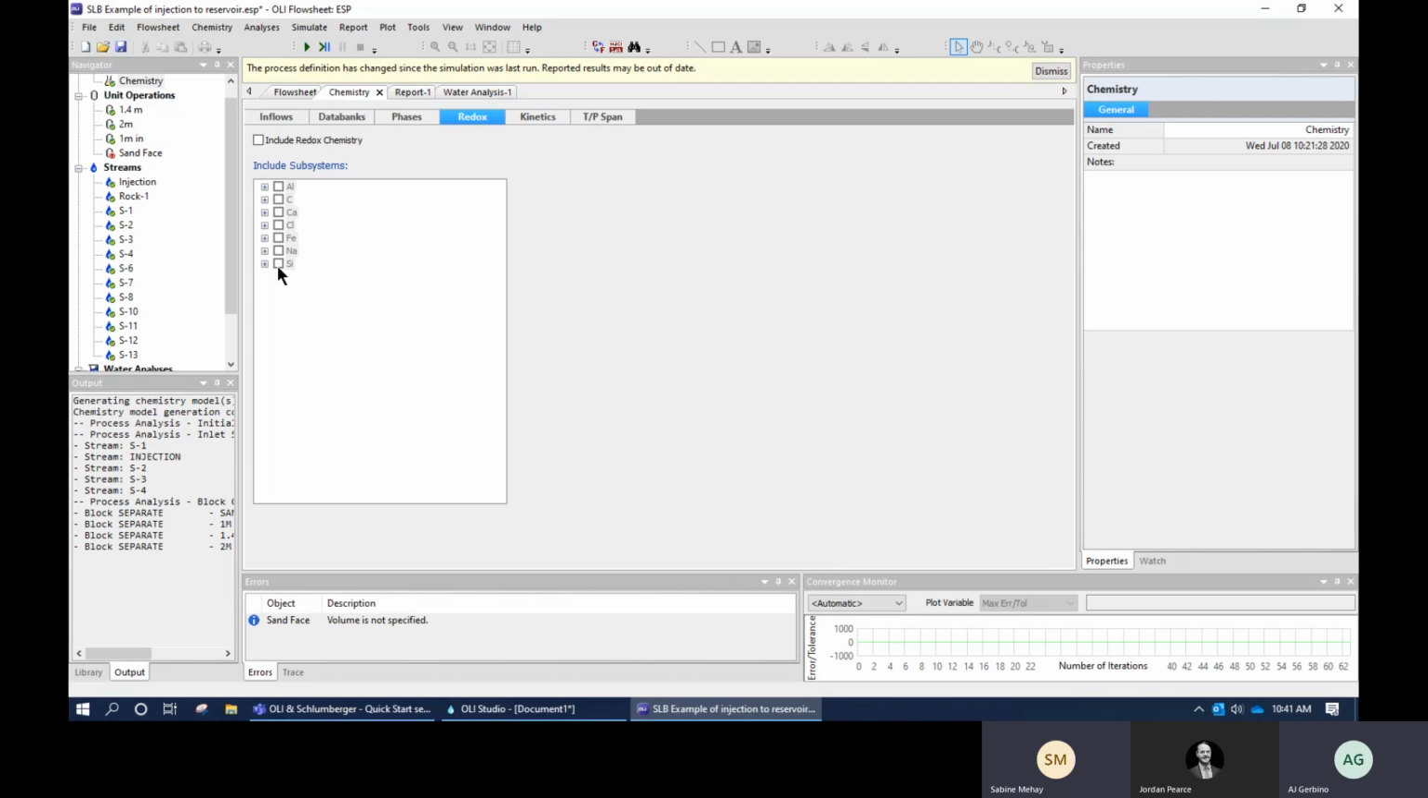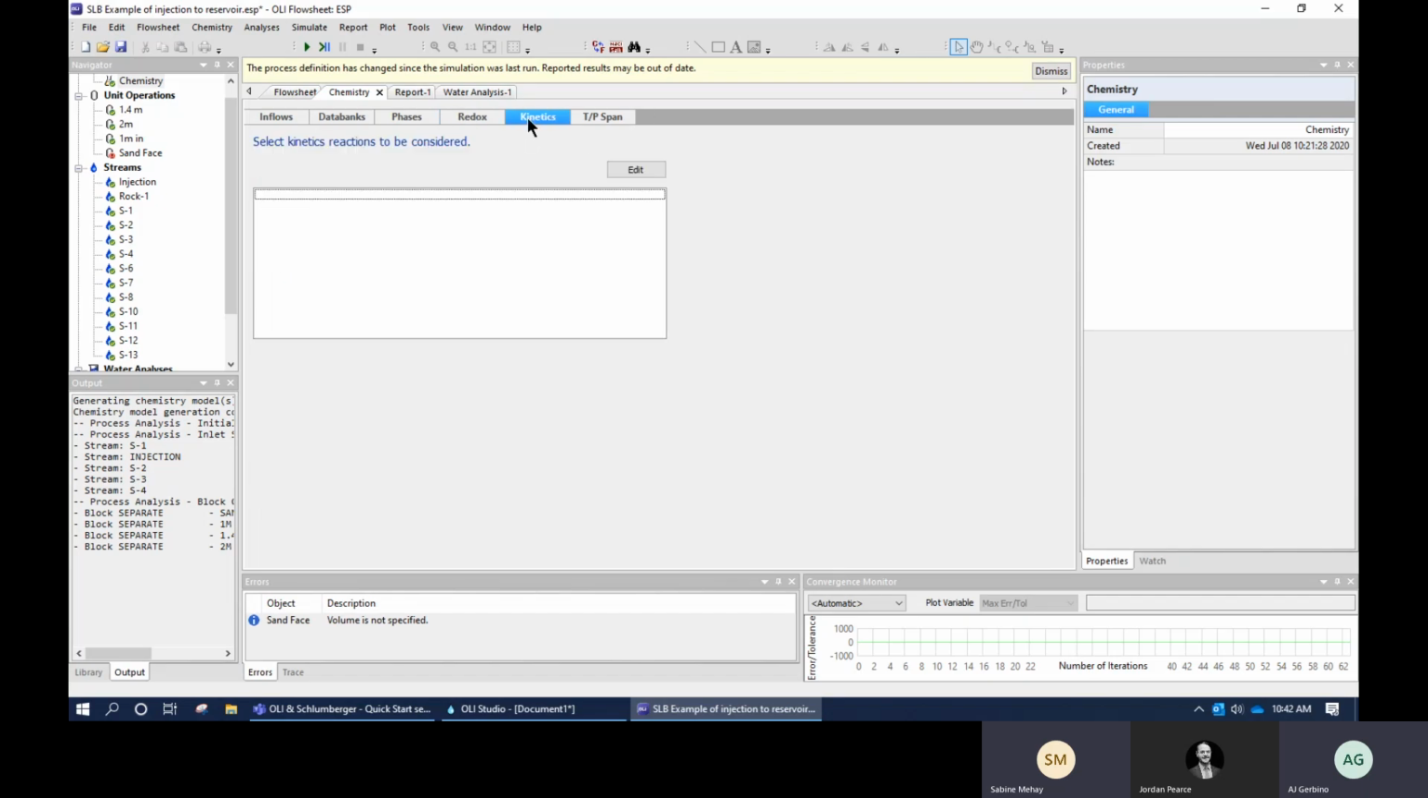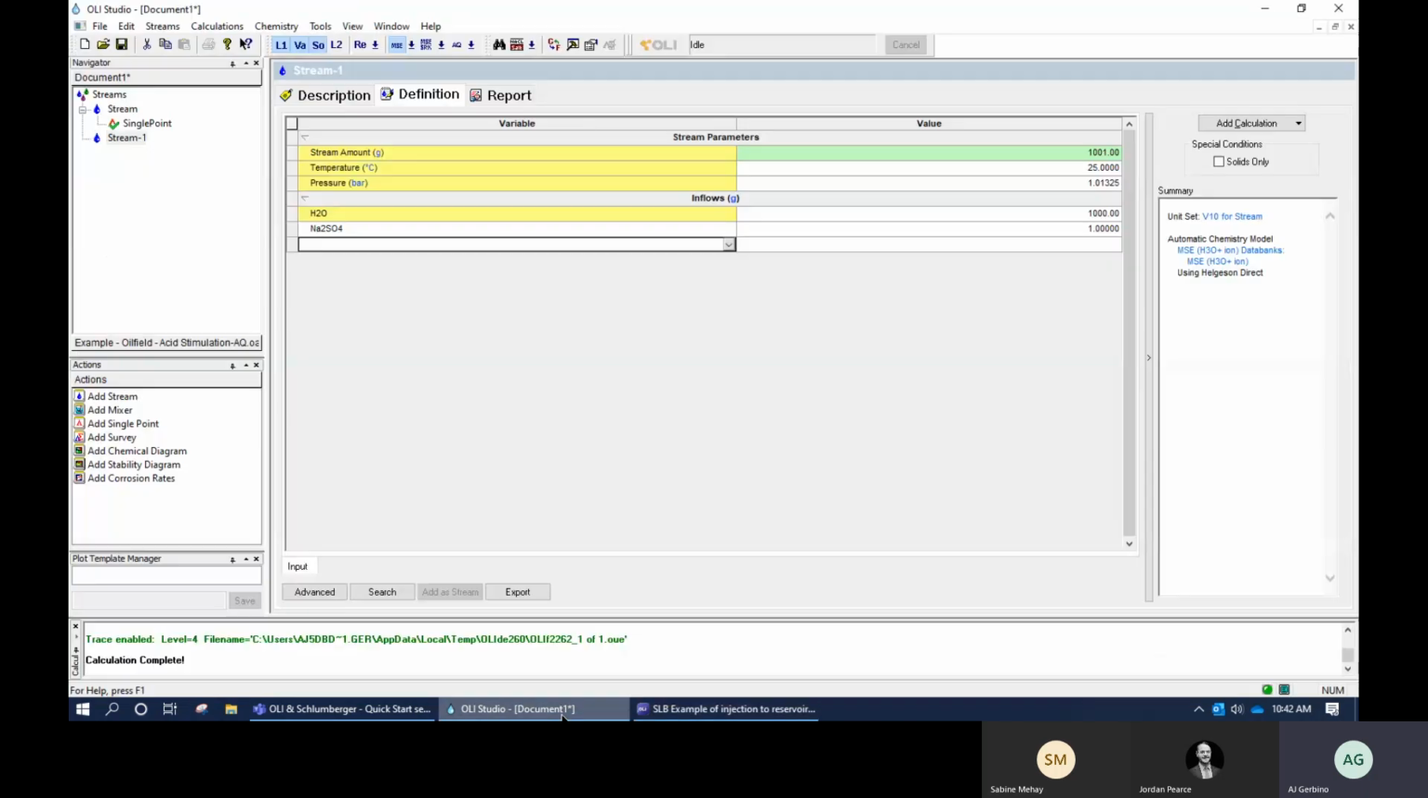I'm just curious, so what's under the kinetics tab? I mean, what kind of kinetic reaction do you? Yeah, so it's a basic module. Let me just jump into here real quickly. Actually, I'm going to describe it this way first.